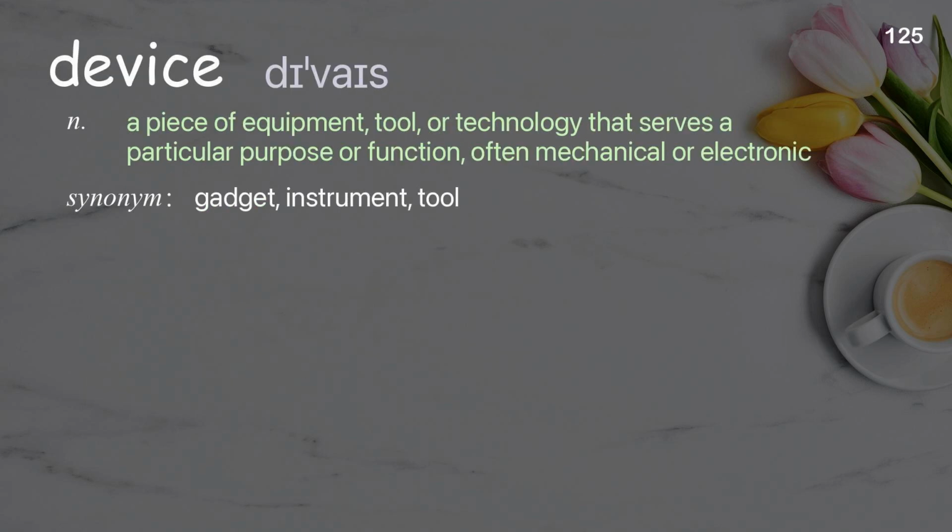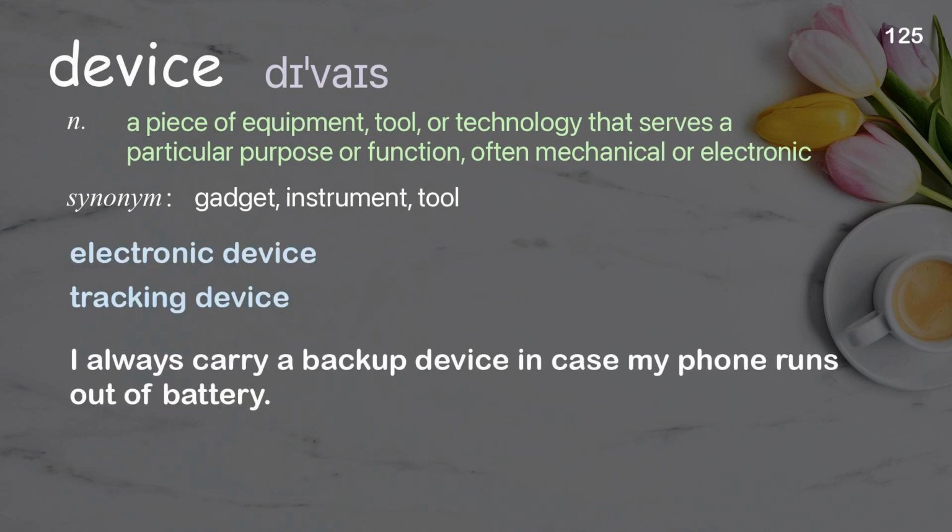Device: a piece of equipment, tool, or technology that serves a particular purpose or function, often mechanical or electronic. Examples: Electronic device, tracking device. I always carry a backup device in case my phone runs out of battery.